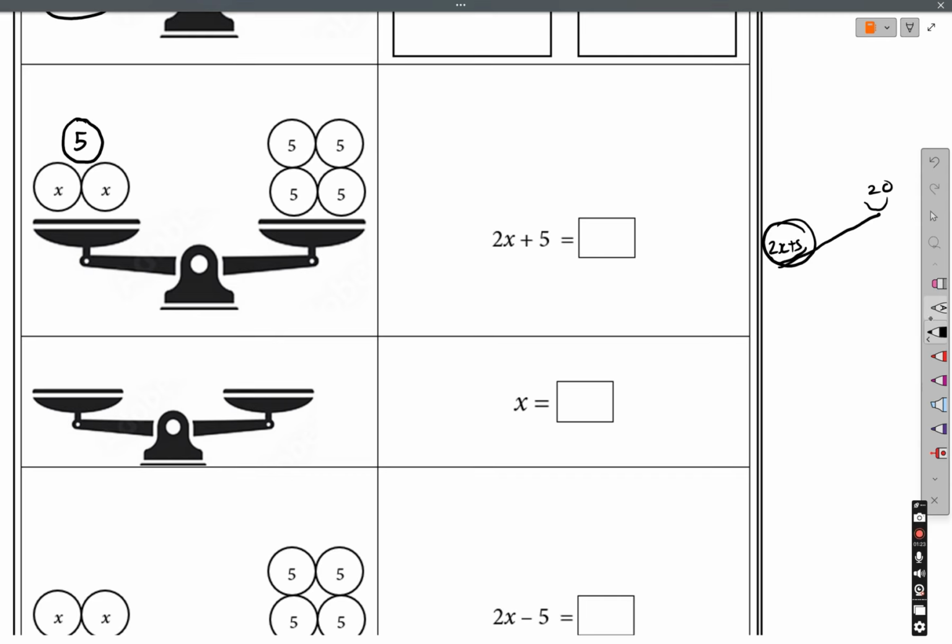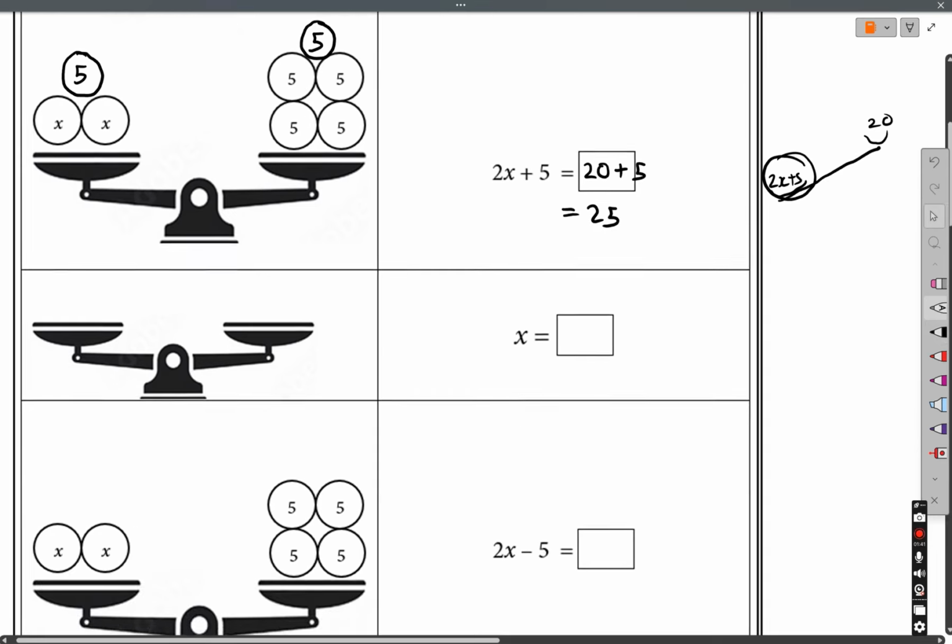So for equations, it is the exact same idea as the weighing scale. Whatever you add on the left, you must add on the right. So 20 plus 5 will give us 25.